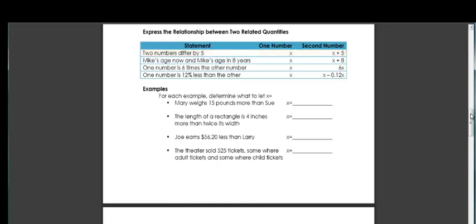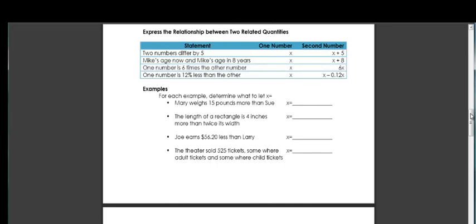Okay, so the next statement says Mike's age now and Mike's age in 8 years. You don't know Mike's age now, but we can let that be x, so that'll be our first number. And then Mike's age in 8 years will be whatever his age is now plus 8 years. So that's how we know the second number would be x plus 8. The next example says one number is 6 times the other number. So we let one number just be x because we don't know what it is. And then the other number is 6 times that one, so that would be 6x.